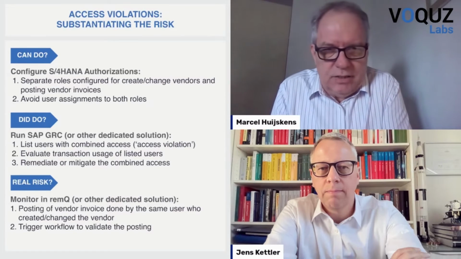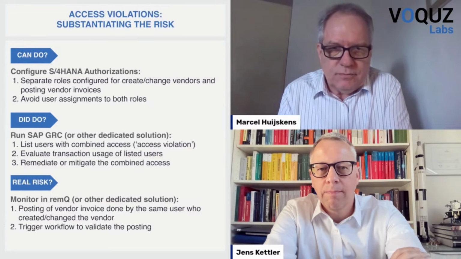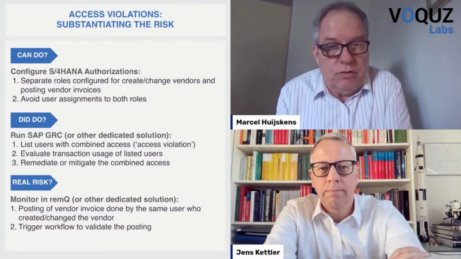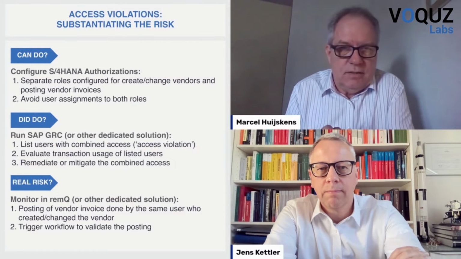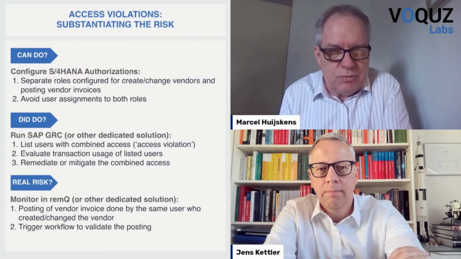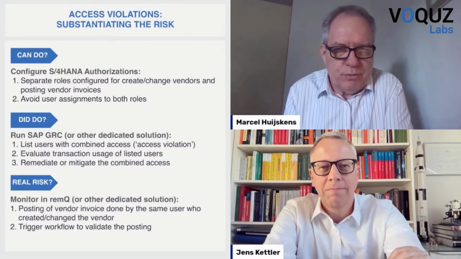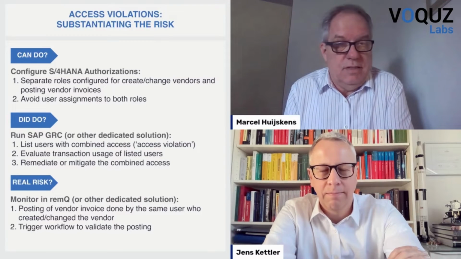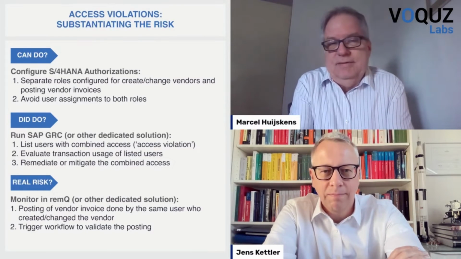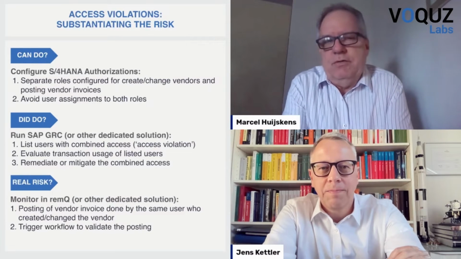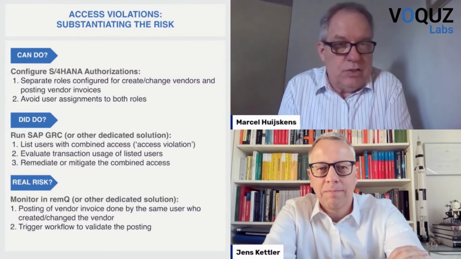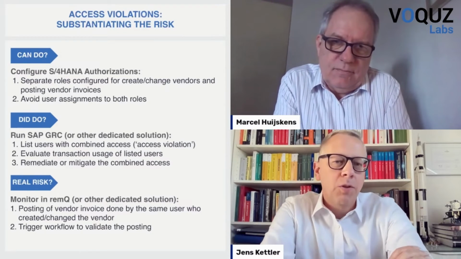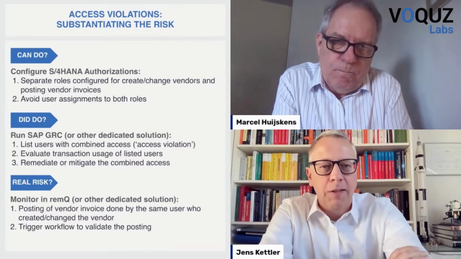And then ideally, if we have that tool to pick that up, it would then trigger a workflow to somebody who is responsible, saying, hey, here we have an invoice posting done by the same person who also created the vendor. Is that okay? Is there anything fishy going on with that? And then the circle is complete. Then we have really substantiated the risk as we wanted. Right. It's kind of introducing a four eyes principle after the fact, right?